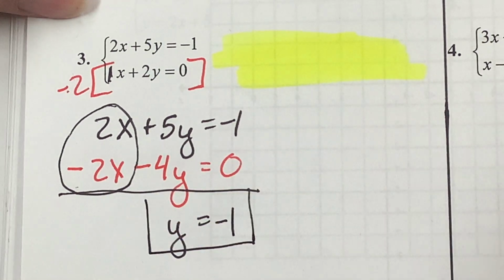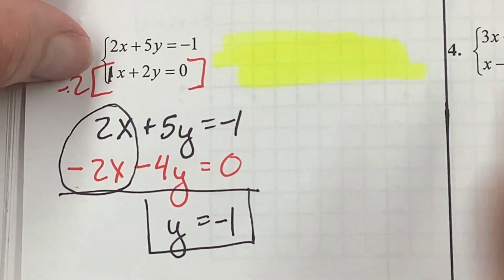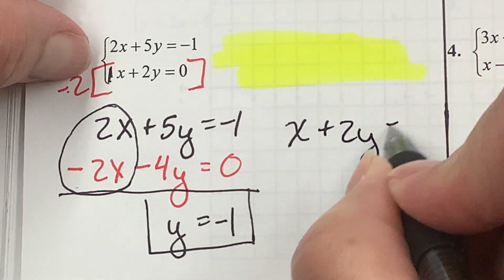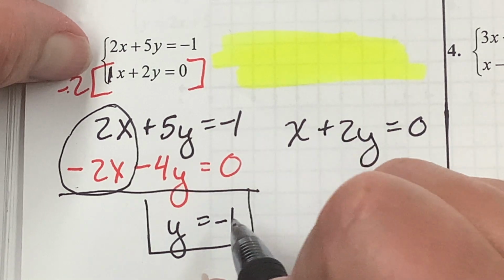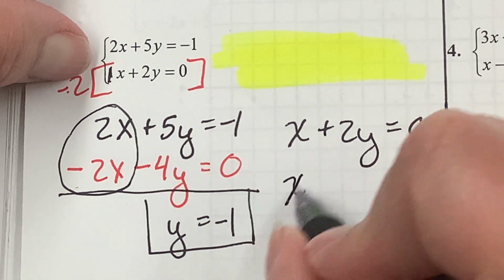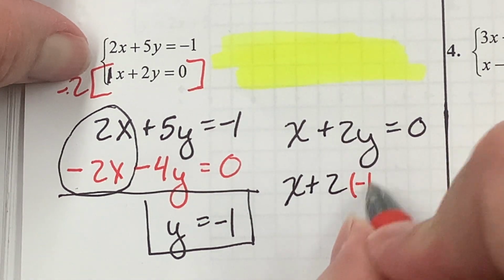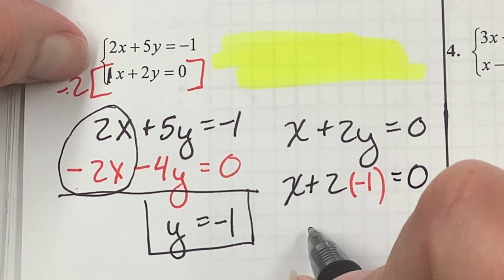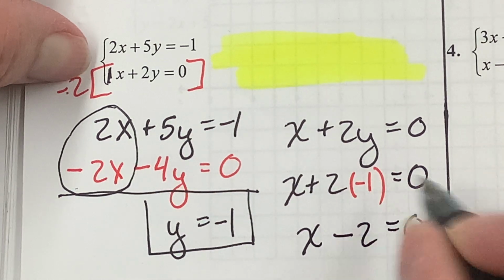If I put a box around it, it's beautiful. Oh, but I'm not done. So I'm going to go back and take the second equation, the one I changed, x plus 2y equals 0. And where the y is, right there, that's where I'm going to put the -1. So x plus 2 times -1 equals 0. 2 times -1 is -2, so x minus 2 equals 0.